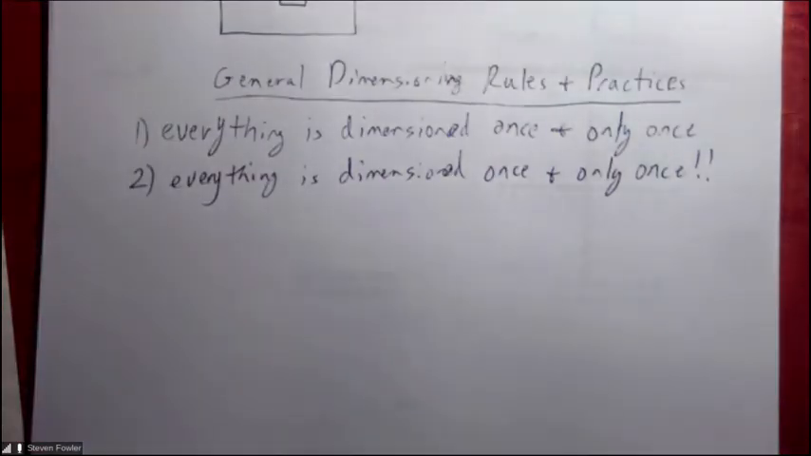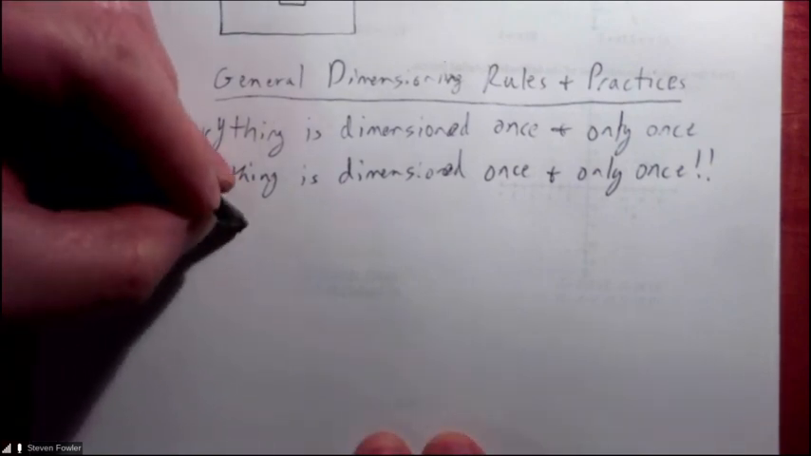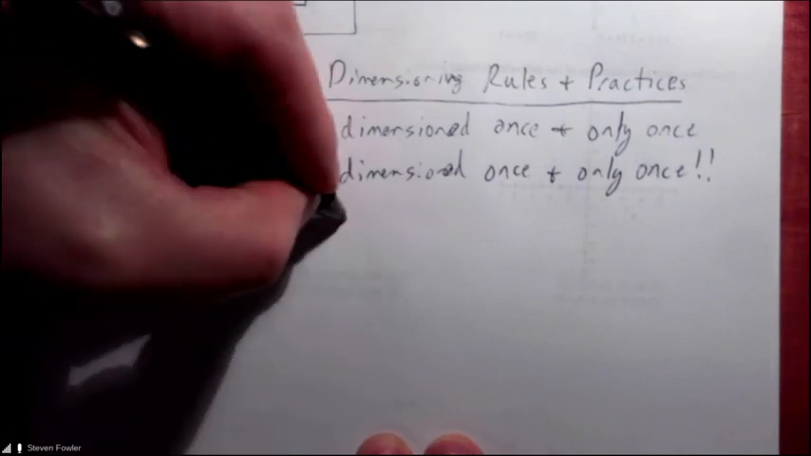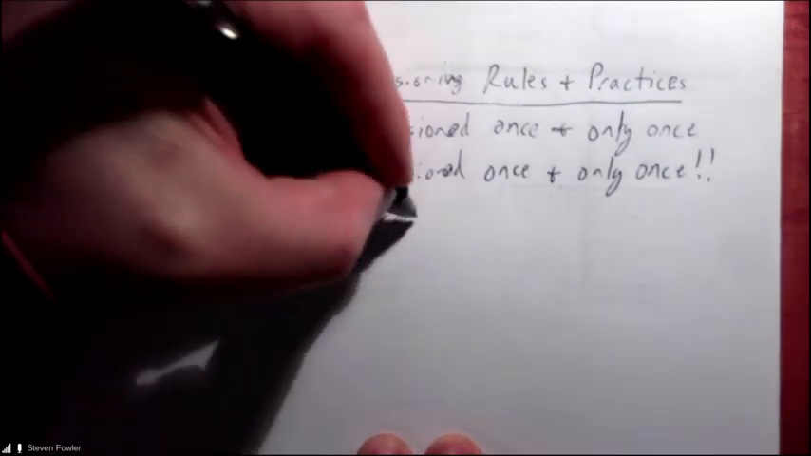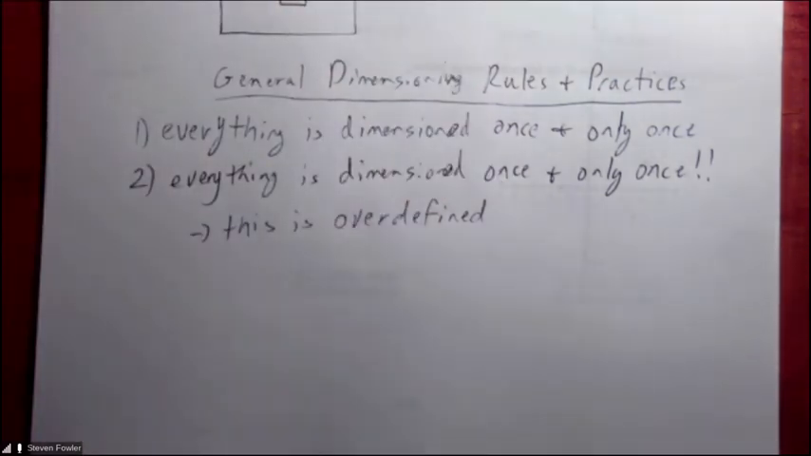It's very important. We don't over dimension. Just like in SolidWorks, if you put too many dimensions on something, it gives you the blow up message and says, you've over defined. This is what we call over defined, where you've dimensioned something more than once. You dimension everything once and only once. That's rule number 1. That's rule number 2.